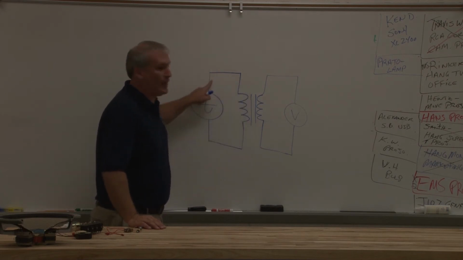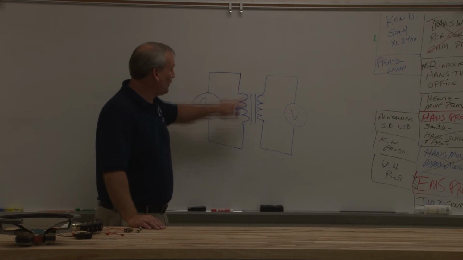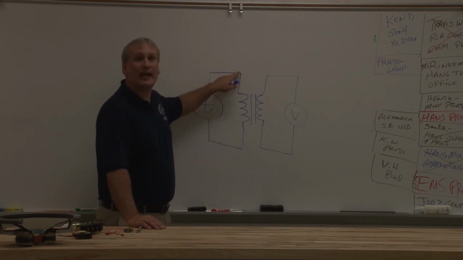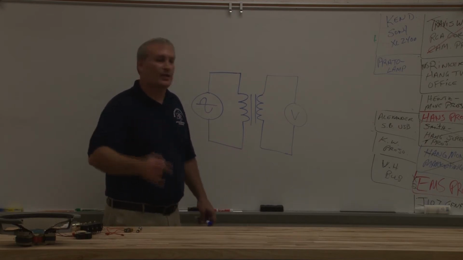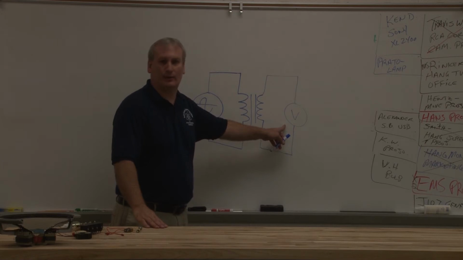We go in one direction. We build up a magnetic field. It has a north and a south pole. Then we quickly change direction. Now it has a south and a north pole. So we constantly have the polarity changing. So what am I going to see over here?